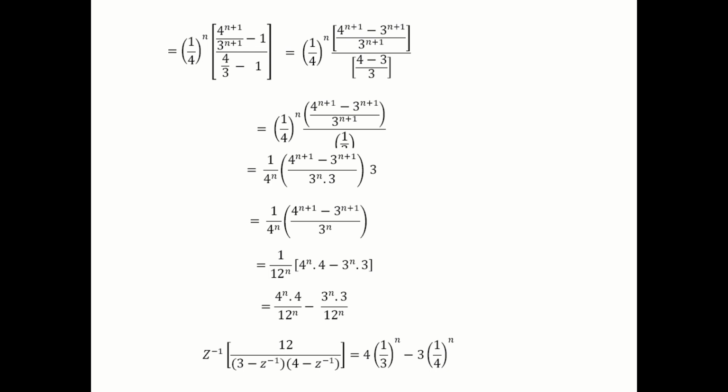The second term, minus 3 into 3 power n by 12 power n, can be grouped into 3 by 12 power n. 3 by 12 is equal to 1 by 4. So 1 by 4 power n is the inverse. Thanks.